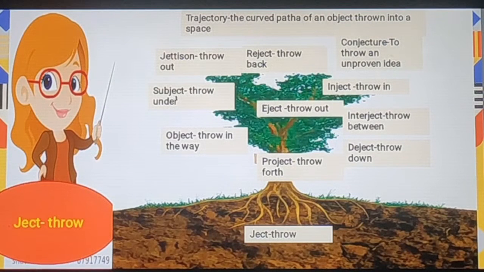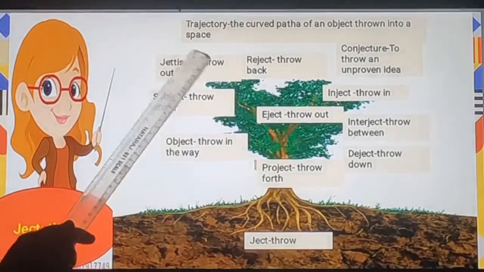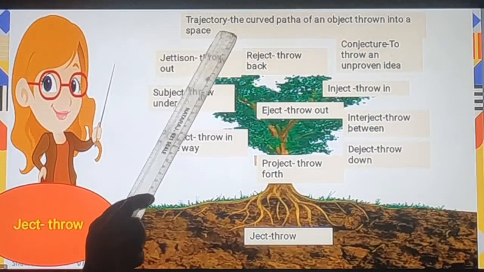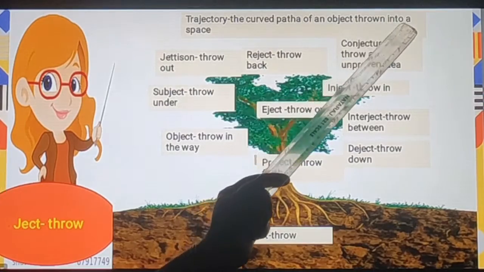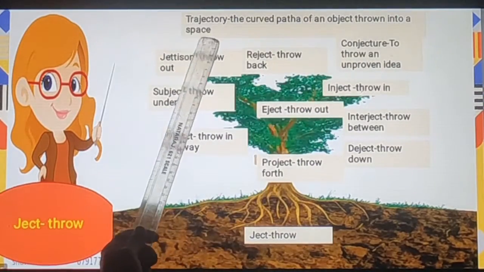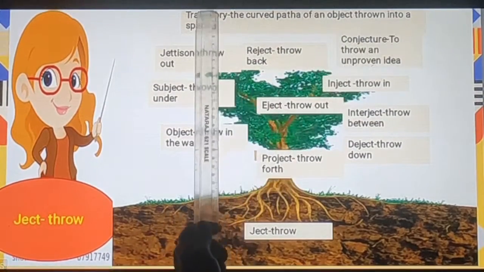Now next one. Look at this. The next root word is ject. Ject means throw. Throw means sometimes we have to reject something. Now look at these words. Trajectory. Trajectory means the curved path of an object thrown into space.